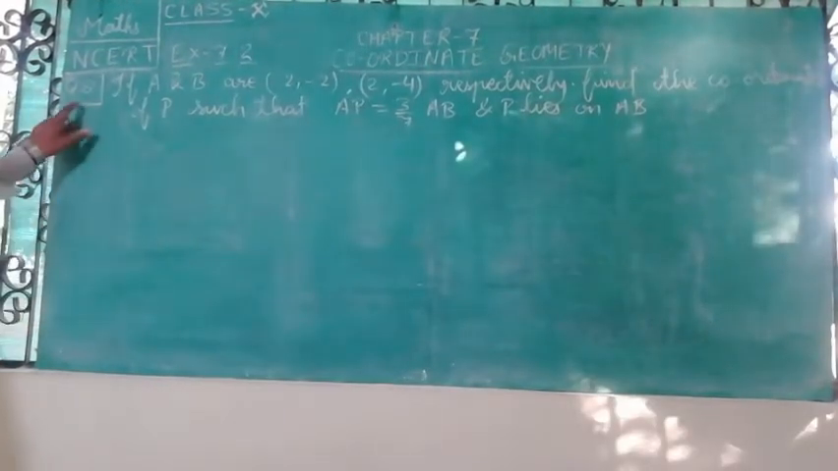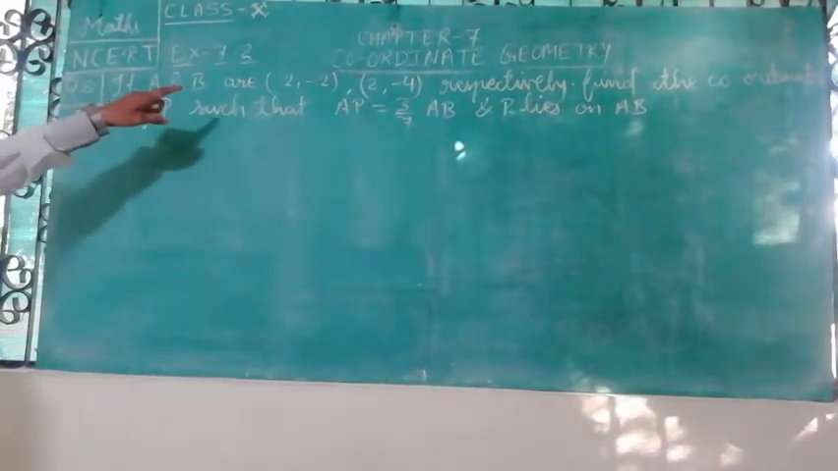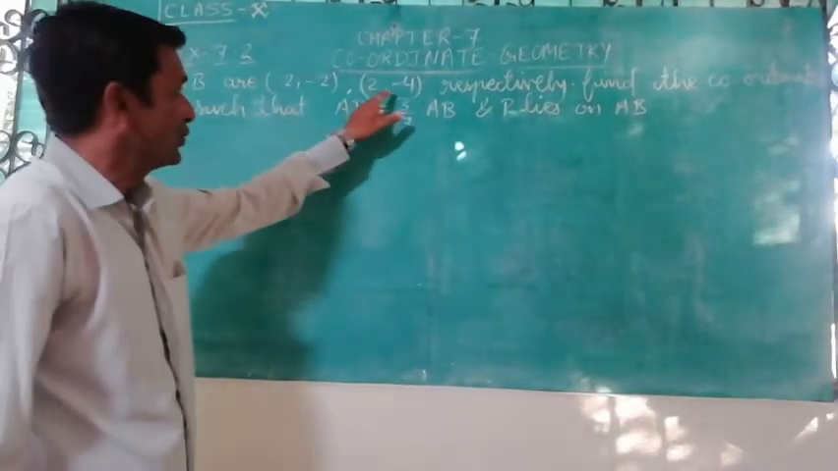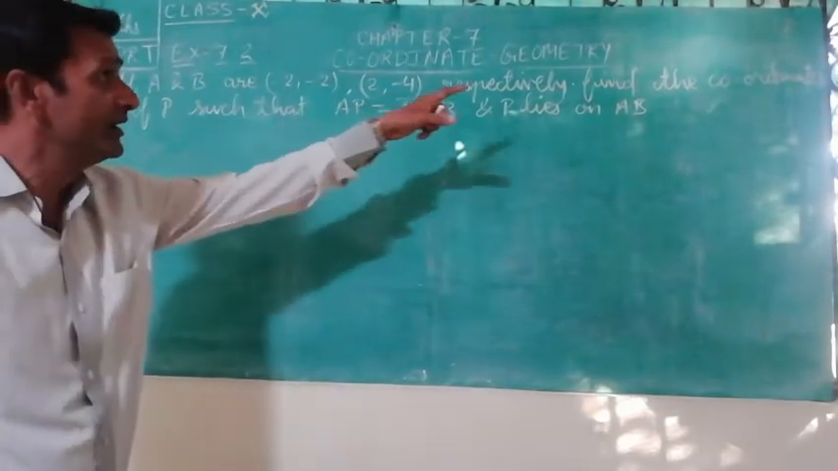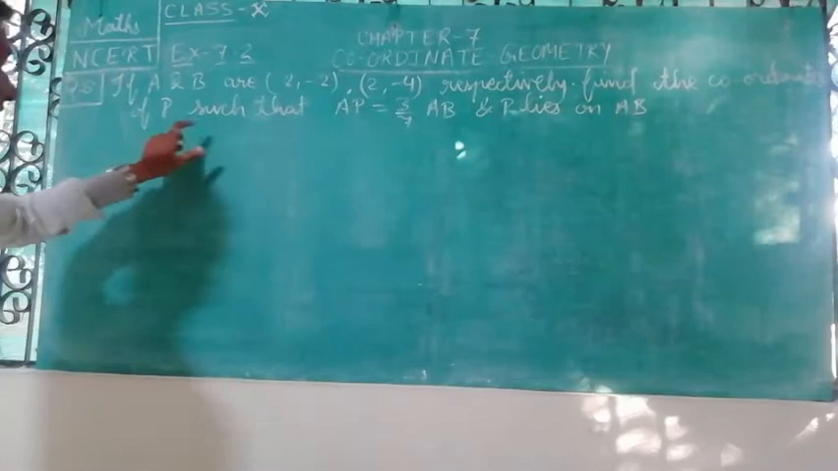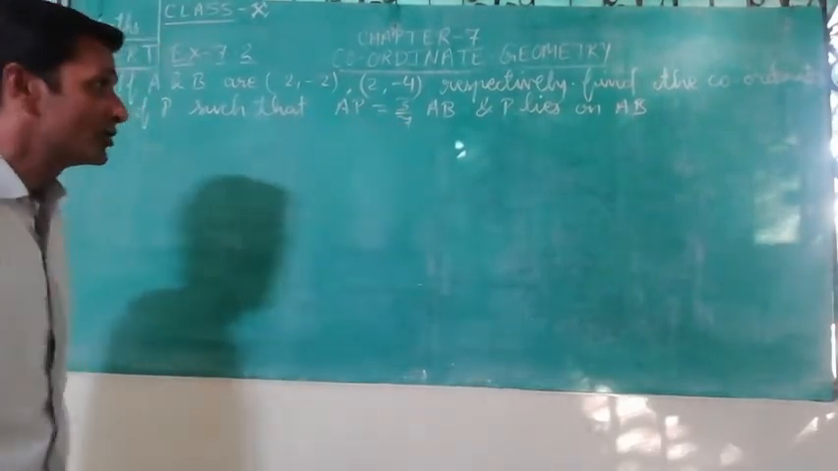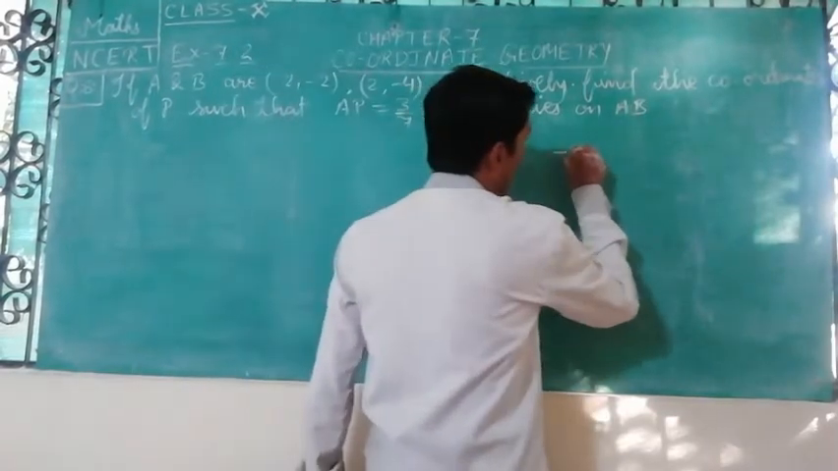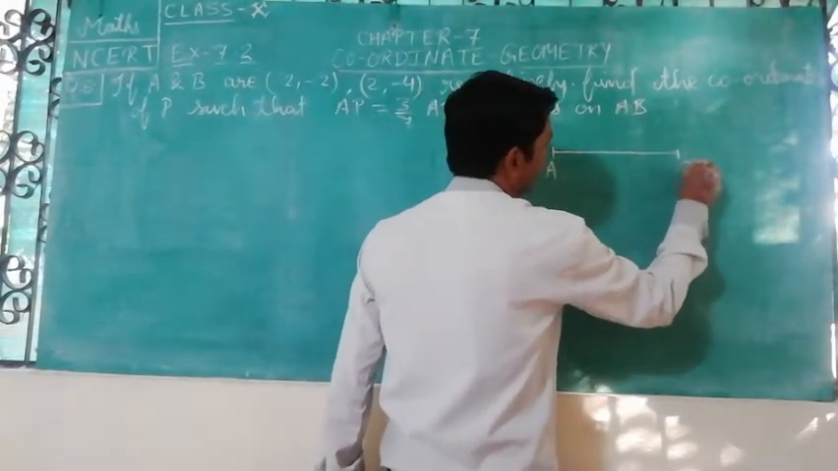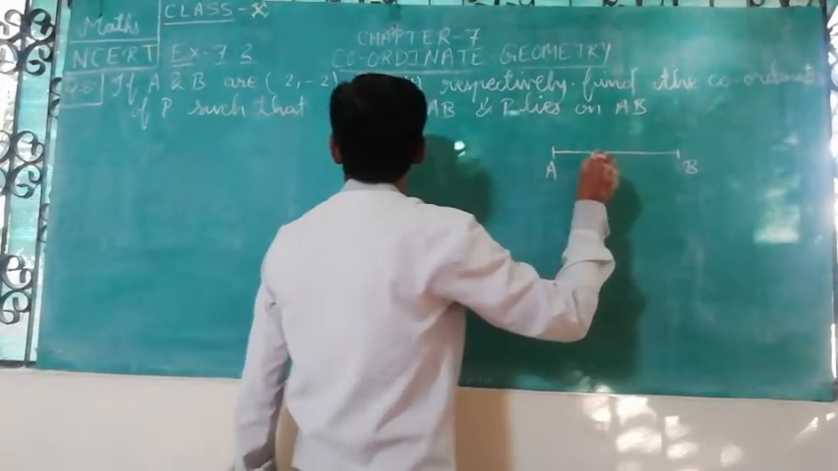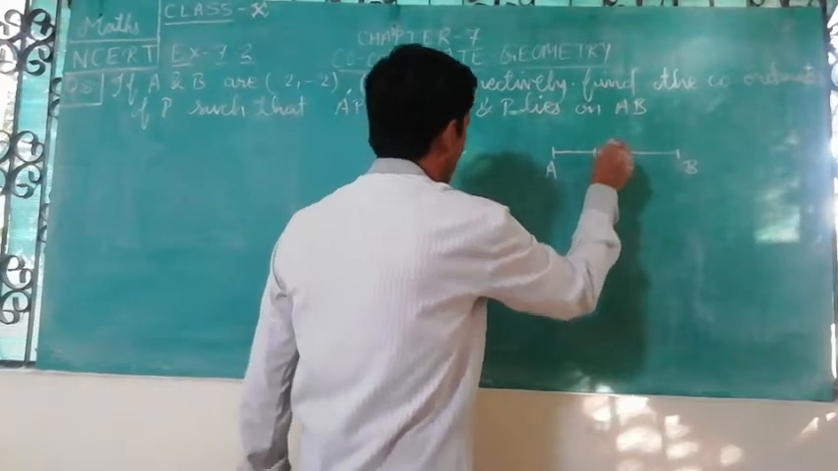Now see, it is the 8th question. If A and B are (-2, -2) and (2, -4), means these are the coordinates of points A and B respectively, find the coordinates of P such that the given condition is AP equal to 3 by 7 AB. So let us see what we can do here. This is the line segment AB and we can mention it in this manner.